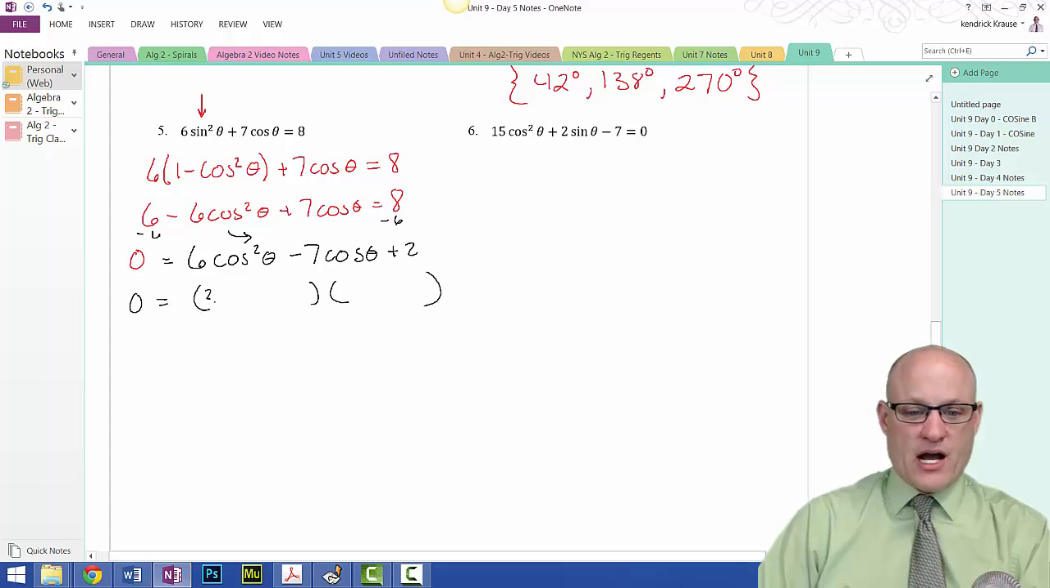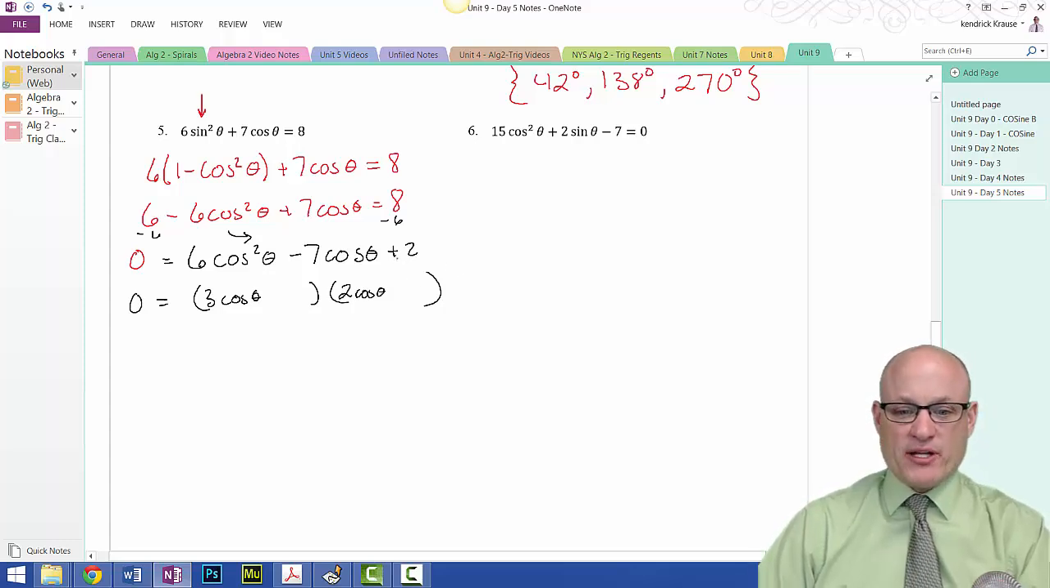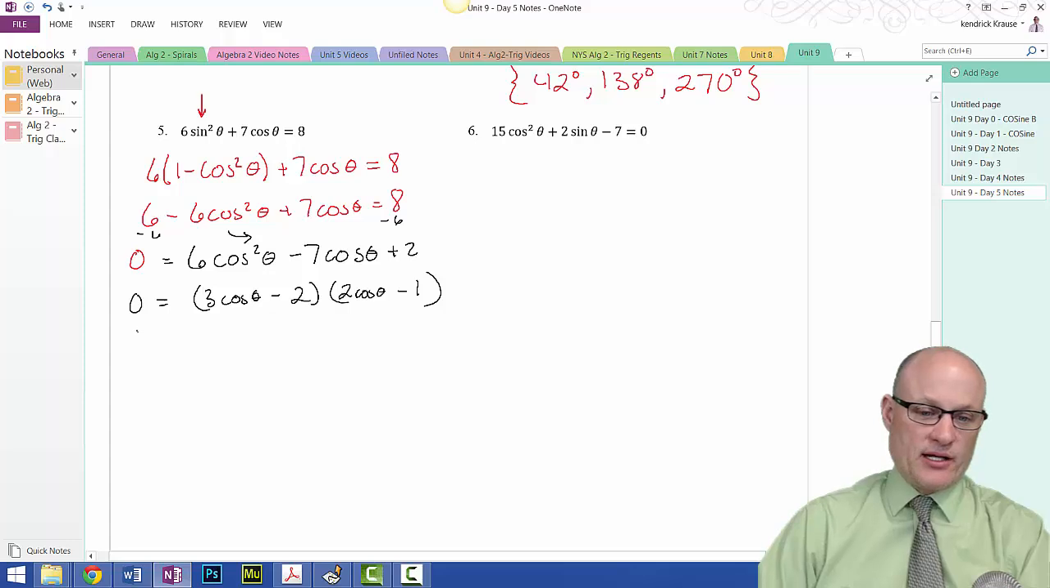So 0 is equal to, let's factor this. I know it's probably going to be 3 cosine theta and 2 cosine theta. I know some of you aren't loving the way I factor, but don't care. They both have to be the same sign because this is positive, and they both have to be negative. And I need to come up with 7. Well, if I put the 2 here and the 1 here, I get 3 on the outsides and 4 on the inside. There's my answer.